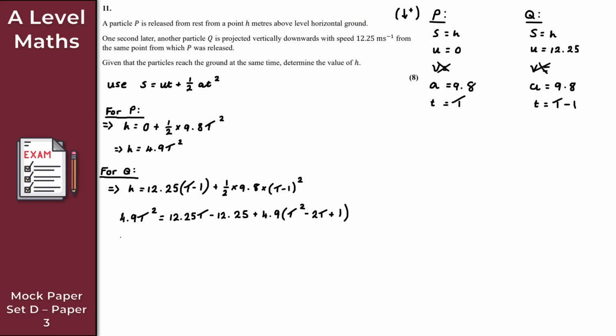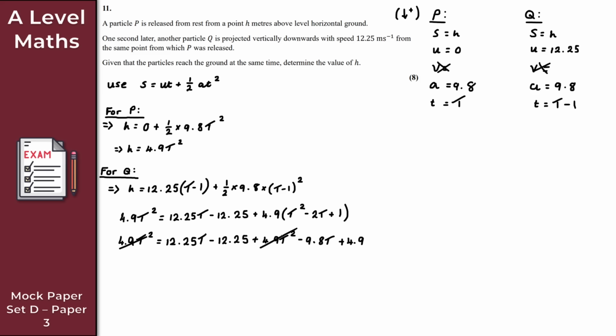So I've got 4.9t squared. I've got 12.25t, like so, minus 12.25. I've got 4.9t squared, just expand out this single bracket here with this constant on the outside. So 4.9t squared. That's going to be minus 9.8t there, like so. And then plus 4.9. Like that. So they will cancel straight away.